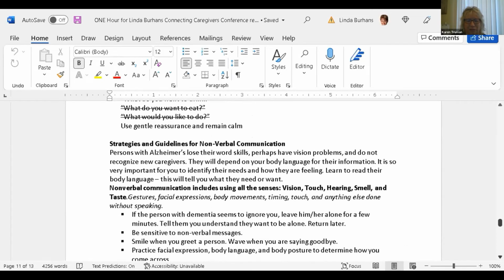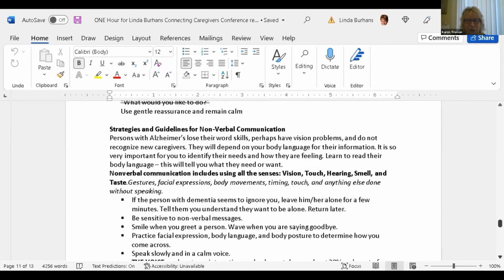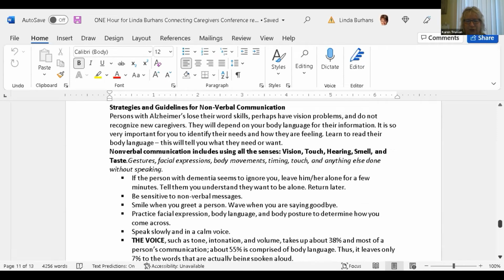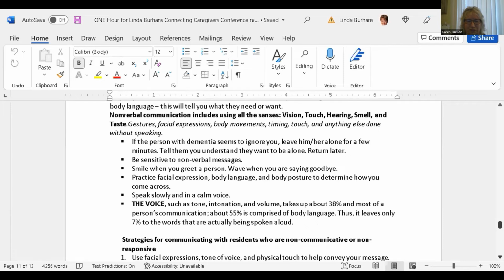Okay, so their word skills, their nonverbal communication. If they're ignoring you, leave them alone for a couple of minutes, come back, tell them you understand they want to be alone, and return later. Sometimes they're just having a moment, and they'll forget about it in a couple of minutes. So we just come back and say, okay, I'm back again. Can I get you anything? How about a cookie? Those are some of the things we like to do.